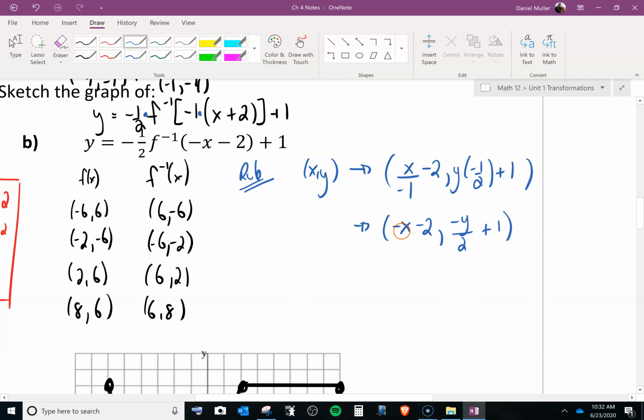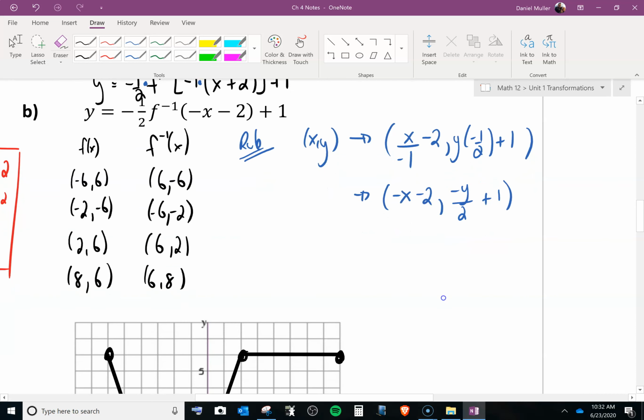There's a lot going on here. For my horizontal things, I've got a horizontal flip, and I also have a left 2. I have a vertical flip. And because I'm dividing, I'm compressing. I've got a compression by 2. And I'm going up by 1. So there's 5 transformations happening here. Not that I'm required to write them down, though. I can just plug these points into my rule.